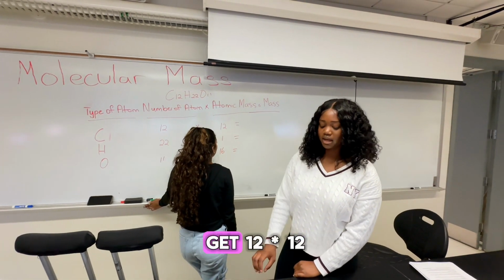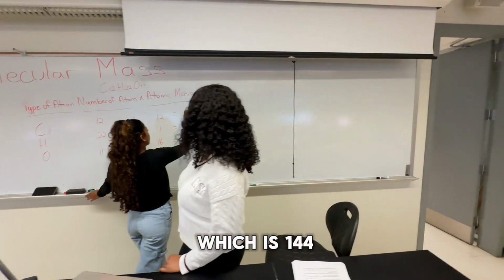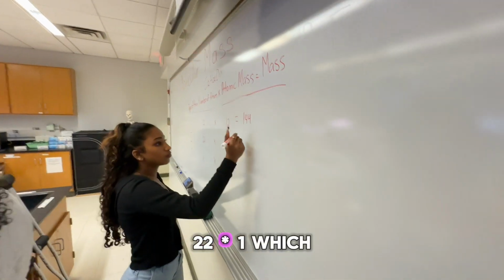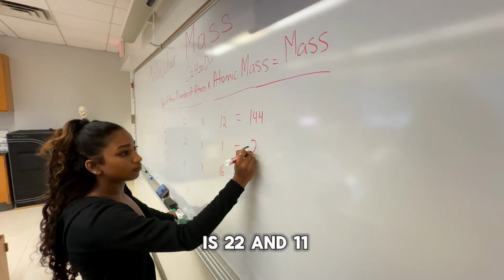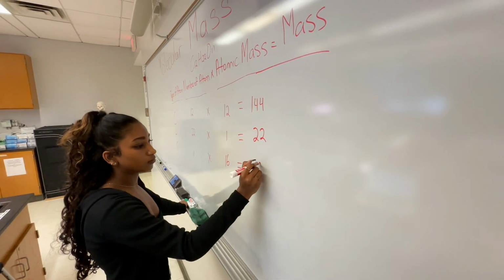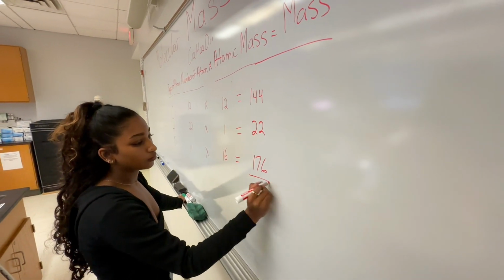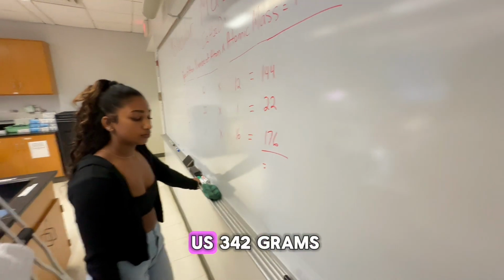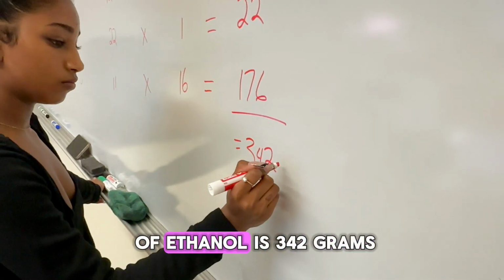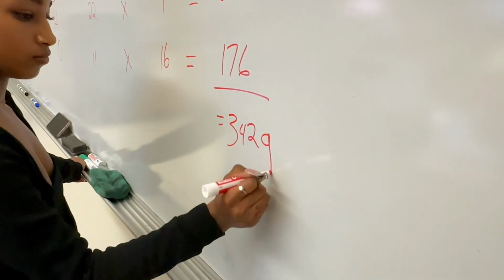Adding that up, we get 12 times 12, which is 144, 22 times 1, which is 22, and 11 times 16, which is 176. Adding these together gives us 342 grams, so the molecular mass of sucrose is 342 grams.